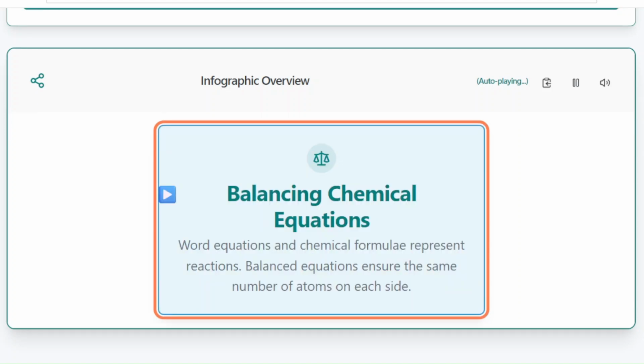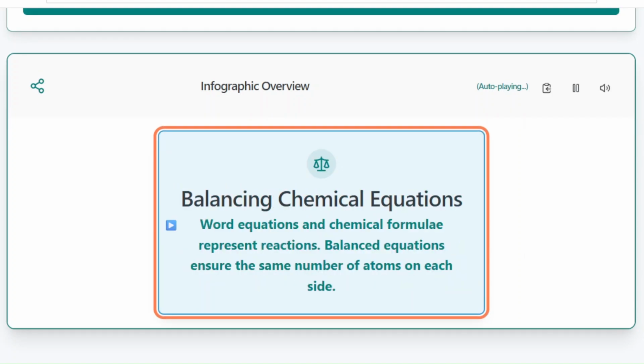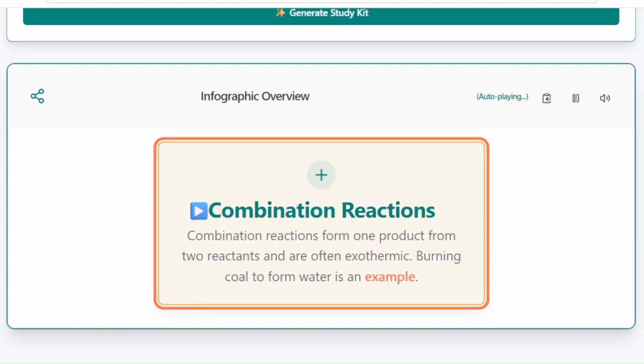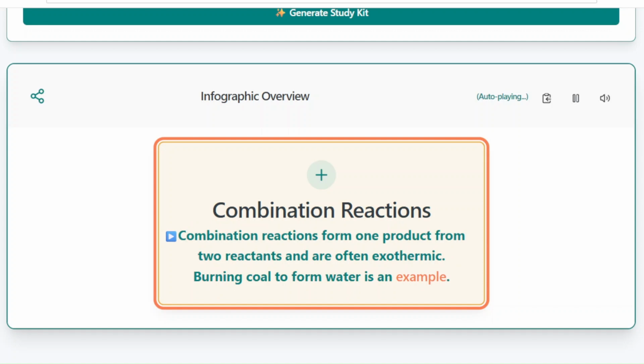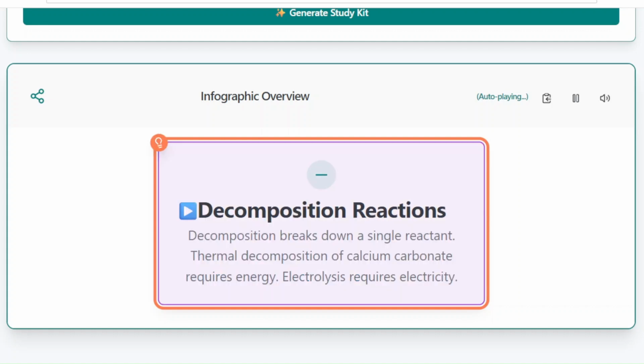Balancing chemical equations. Word equations and chemical formulae represent reactions. Balanced equations ensure the same number of atoms on each side. Combination reactions. Combination reactions form one product from two reactants and are often exothermic. Burning coal to form water is an example.